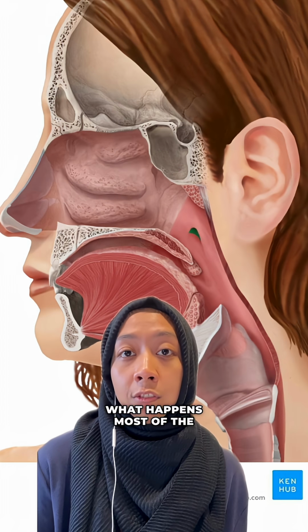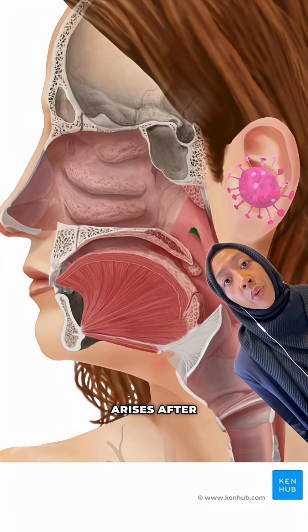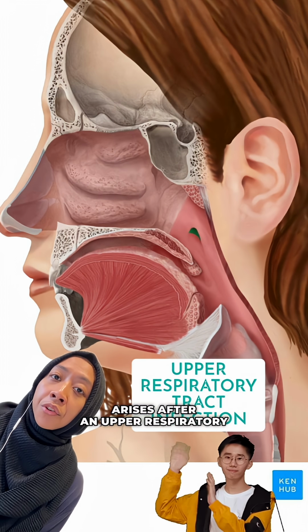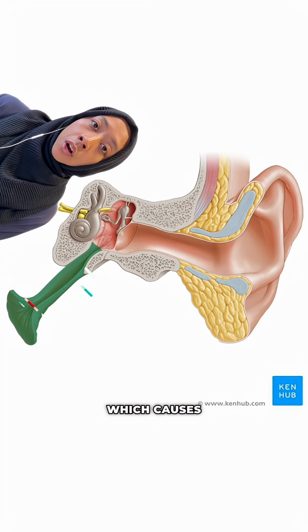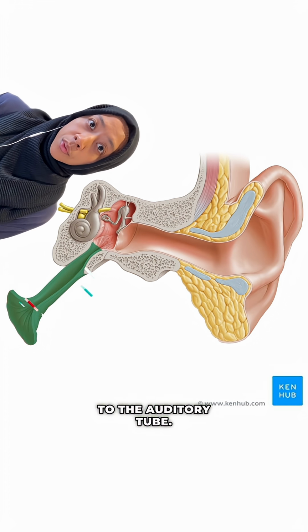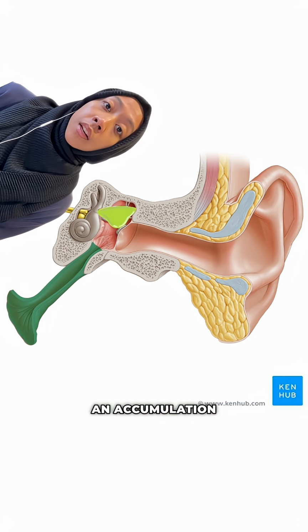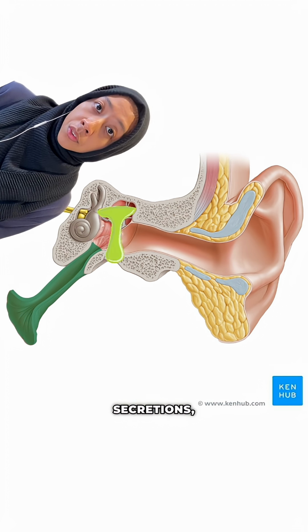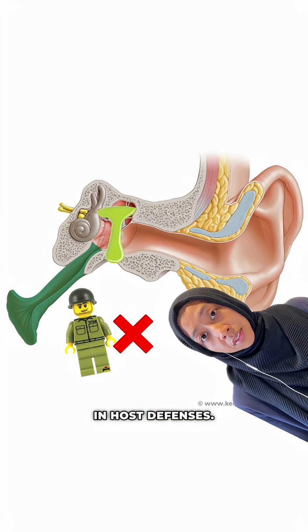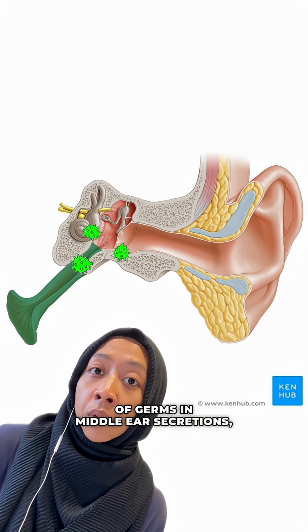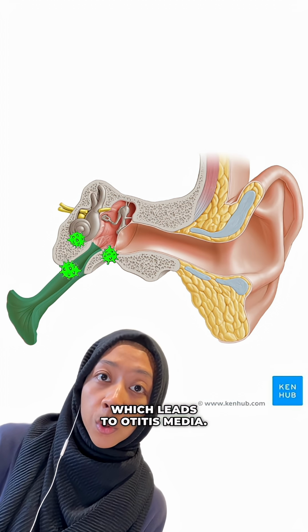What happens most of the time is that an ear infection arises after an upper respiratory tract infection or inflammation, which causes a dysfunction to the auditory tube. This leads to negative pressure, an accumulation of middle ear secretions, and impairment in host defenses. So in the end, you get growth of germs in middle ear secretions, which leads to otitis media.